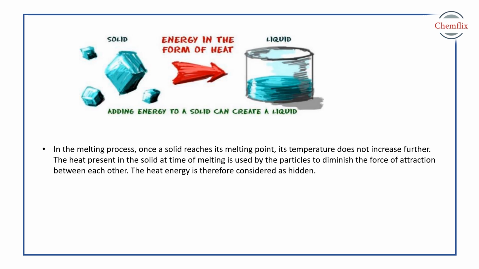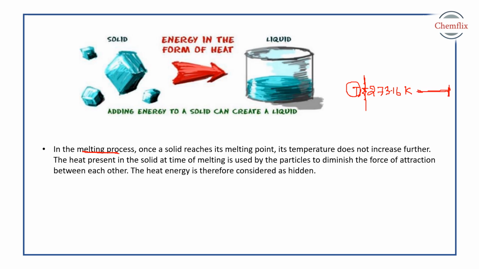Clear? In the melting process, so now you studied about melting point. Melting point is a fixed temperature, and fusion is the process of conversion of a solid to liquid. In the melting process, once a solid reaches its melting point, its temperature does not increase further. So once it has reached 273.16 Kelvin for ice, what happens? It remains at that particular temperature for this complete fusion process.